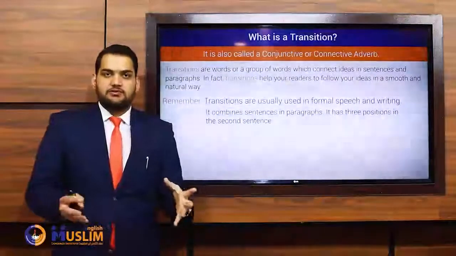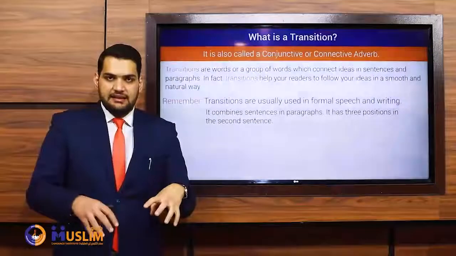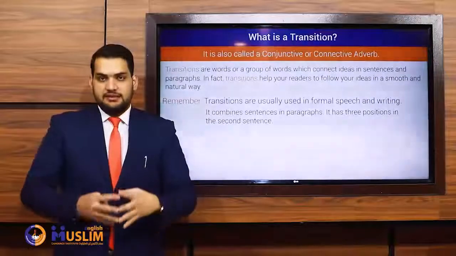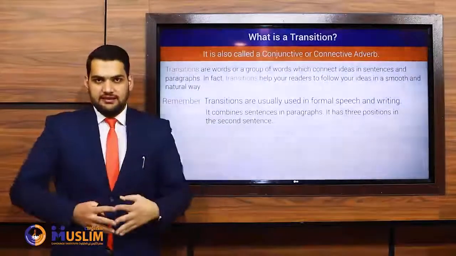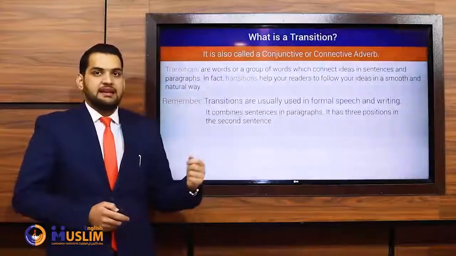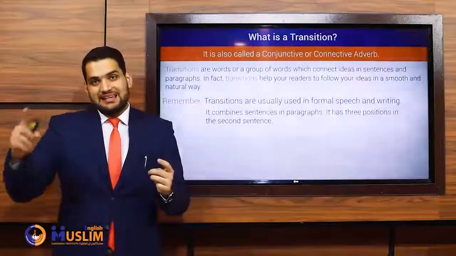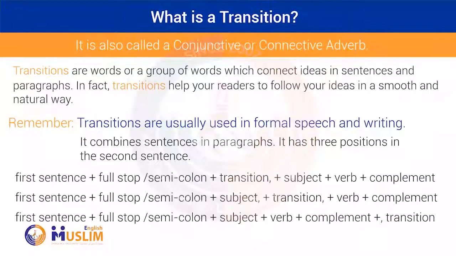So, as I told you, transitions can be used inside a sentence or between two or more sentences. Now, whenever we use a transition between two or more sentences, in that case, it has three positions in the second sentence. The first position is that it is used between the first sentence and the second sentence. Before the transition, we can use a full stop or a semicolon. And then after the transition, we must use a comma.